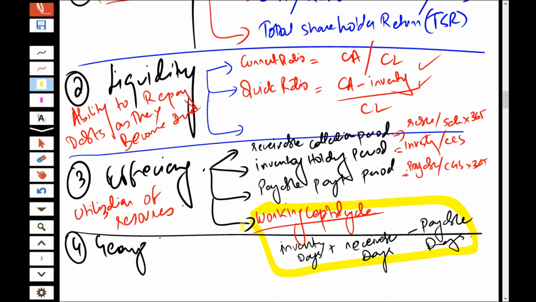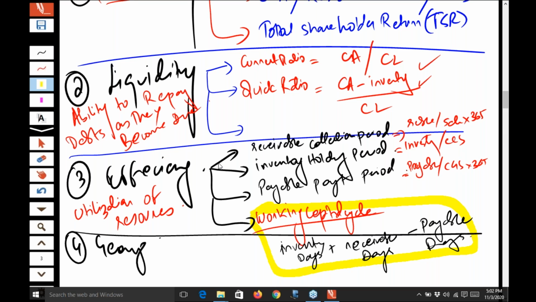Okay, is that okay to everyone? So this is what the working capital cycle is going to be. Now, I need an explanation from any one of you: what do you mean by working capital cycle? Why is this working capital cycle important? Can anyone give an explanation? What does working capital cycle mean, and why is it important? Should it be long? Should it be short?